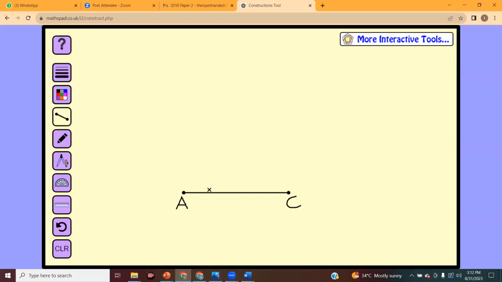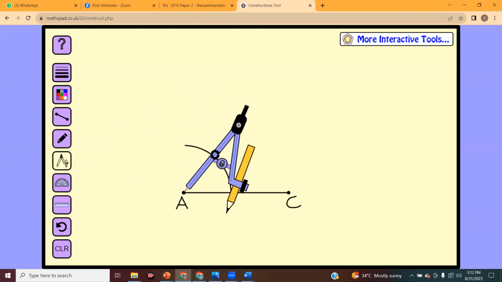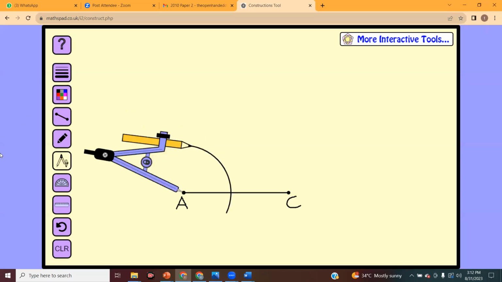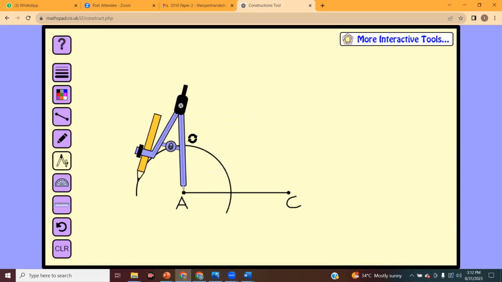So here we have AC. What we need to do is, at A, construct a 90-degree angle. And so we're going to get our compass, and we're going to go about halfway along this line, halfway or a little less than halfway. We lock it in, and we're going to draw an arc. The arc must cut your line AC, and it must be like this. Okay, so now you have an arc.